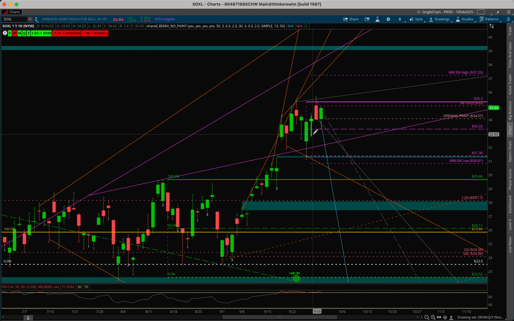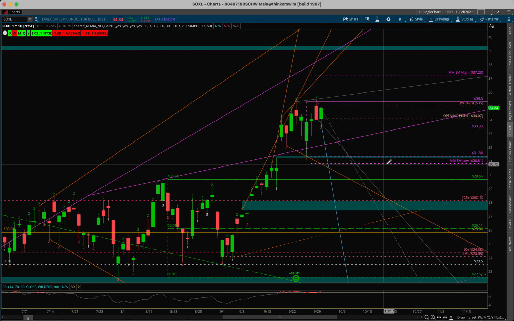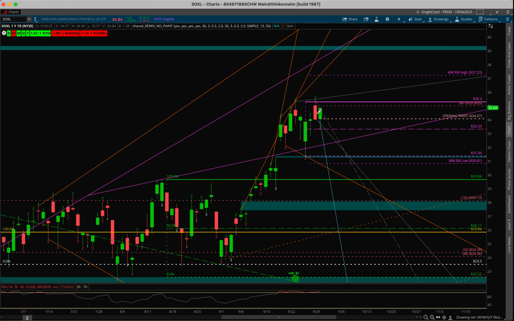And then we could get the continued combo 2 up, combo 2 down, targeting the low here last week of 31.36, which again is right above this gap, and we could get that gap fill. So keep that in mind. Market maker's expected move low is just below that gap, so it's perfectly within reason to expect price action could go down there. I'm not saying it's going to go there. We're not making predictions. We're just being ready for whichever way it goes.